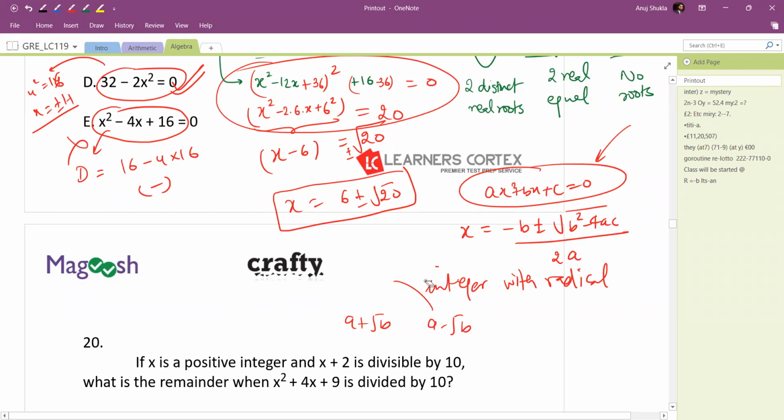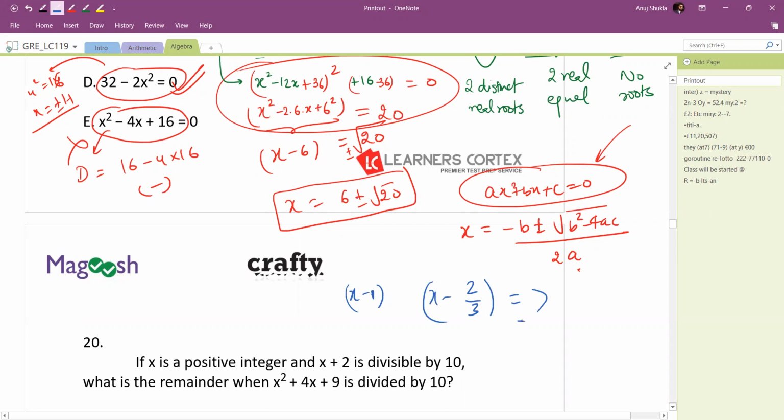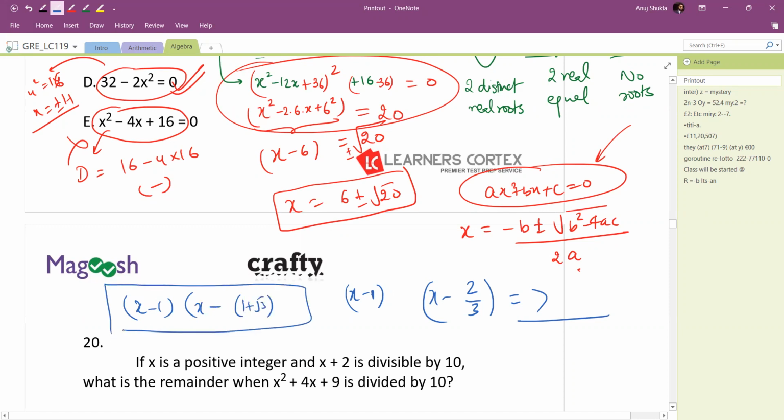You might have something like this. See, if you are confused whether we can have one root as 1 and one root as 2 by 3, suppose you are confused whether we can have roots like this. We can have, see, x minus 1 into x minus 2 by 3. Multiplied, you will get the quadratic equation. Means we can get it. But the same thing you cannot do with this: x minus 1 into x minus (1 plus root 3). You cannot do this. You will not get the quadratic equation.